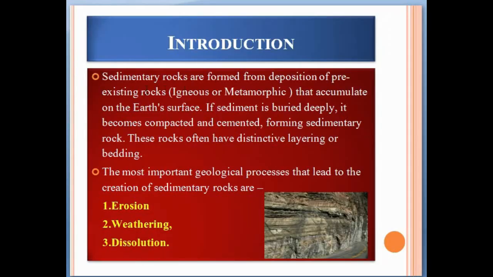So, introduction: sedimentary rocks are formed from the deposition of pre-existing rocks, like igneous or metamorphic, that accumulate on the earth's surface. If sediment is buried deeply, it becomes compacted and cemented, forming sedimentary rocks. These rocks often have a distinctive layering or bedding. The most important geological processes that lead to the creation of sedimentary rocks are erosion, weathering, and dissolution. So, as you can see, this is the sedimentary rock, and you can identify individual bedding of these rocks. See here.